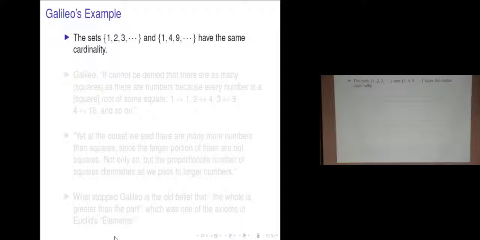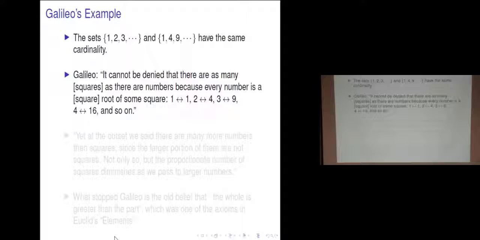Send n to n squared. This is a bijection. This is one-to-one, and this is onto, right? So by our definition, these two sets have the same size. Galileo noticed this, but Galileo didn't discover set theory. So what stopped him? Here's Galileo's observation. It cannot be denied that there are as many squares as there are numbers, because every number is a square root of some square. For example, 2 is the square root of 4, 3 is the square root of 9, and so on.